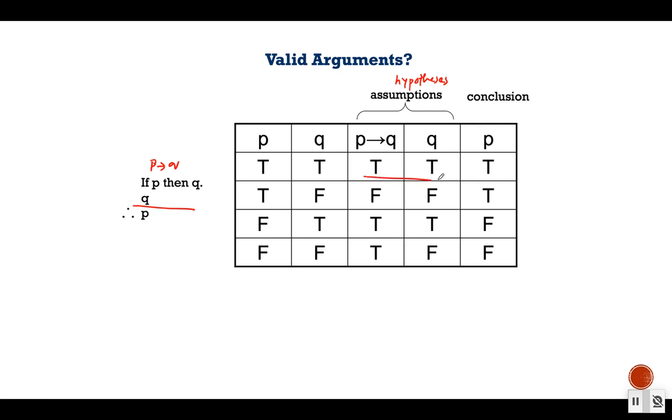Let's find the cases for p, q where both of the hypotheses are true. We can find this is a case, and this is also a case. We found two cases where both of our hypotheses are true. But for the first case our conclusion is true, while in the second case the conclusion is false. So because of this case you can say that this argument is not valid. If p implies q, and q is true, that does not mean p is true. This argument is not valid.